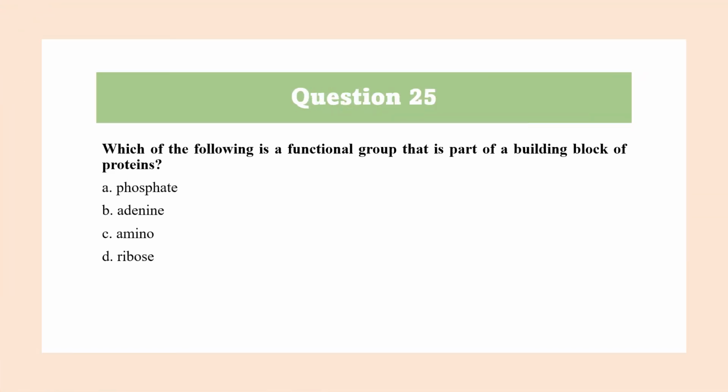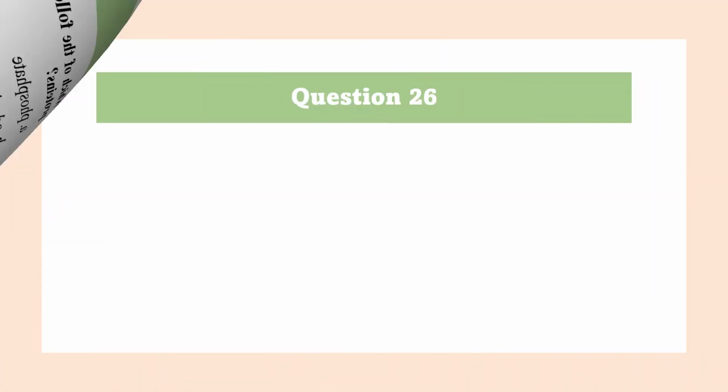25. Which of the following is a functional group that is part of a building block of protein? Is it phosphate, adenine, amino, or ribose? The answer is C. Amino.